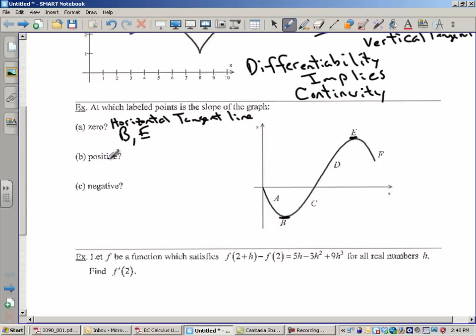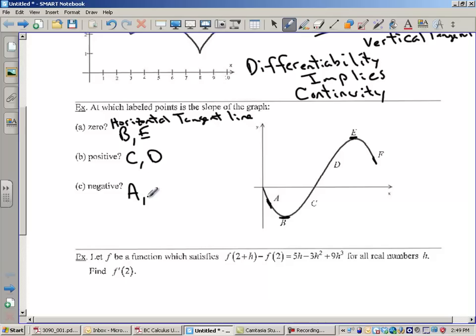Now, what about a positive slope? A positive slope means the graph has to be increasing. And I've got negative slopes here, but on the right side of B, out here at C, I've got positive slopes at C. I've got to also still have positive slopes at D. But after that, E is 0 and F would be negative. And so the other two answers for negative slopes are here at A and also there at F.